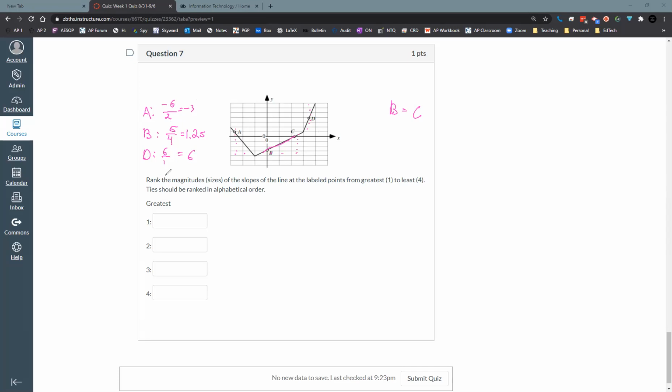Now again, it says rank the magnitudes or the sizes, which myself and Mr. Bartolomeo explained in class, means this negative here, we don't care. We're only looking at the numbers. Okay, if it helps, you can think of having a positive written in front of the 6. We don't care if it's a negative, we don't care if it's a positive. We only care about the numbers. So this one's going to be D, A, B, C.